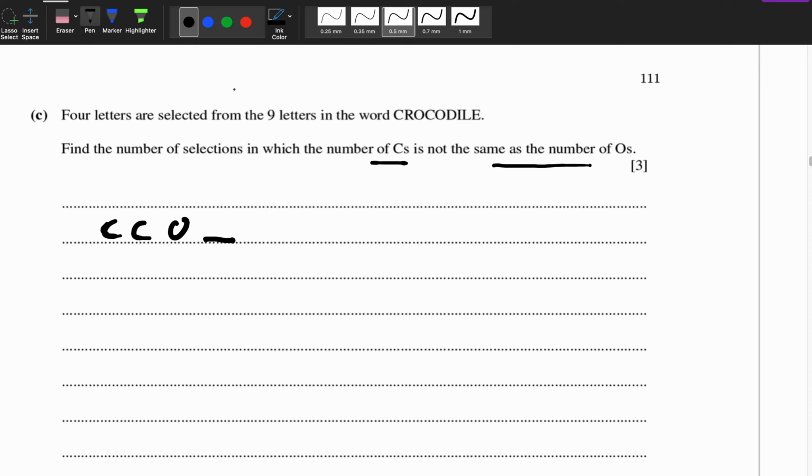We come back again. We have O, there are 2, C, we have 2, and we have 5 others. If this is fixed, we only have to choose the last one, but we cannot choose from O.